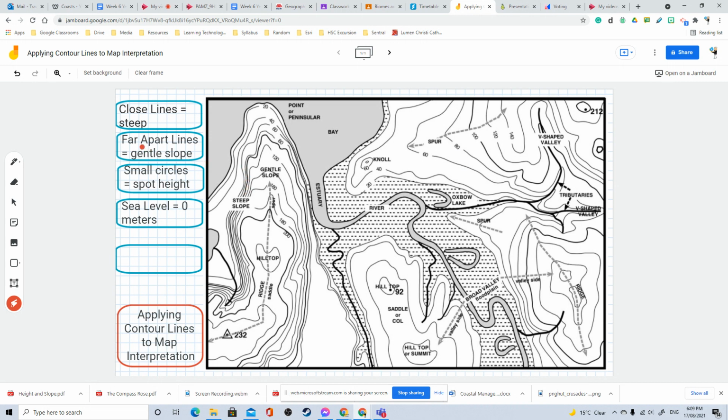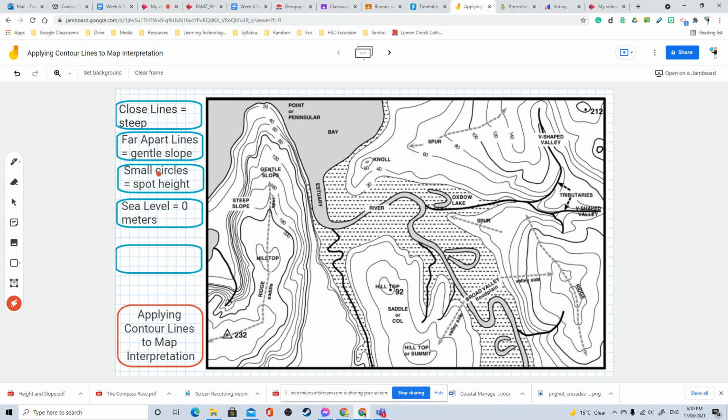Similarly, when lines are far apart, we have gentle sloping territory. Okay, so for example, between this line and this line, there's a big gap or a bit of distance between them. That indicates that it's relatively gentle and in some cases quite flat. Okay, so that's the second thing that I'd point out.